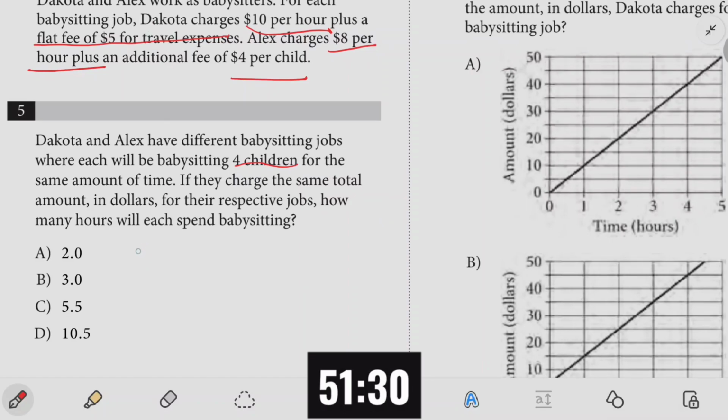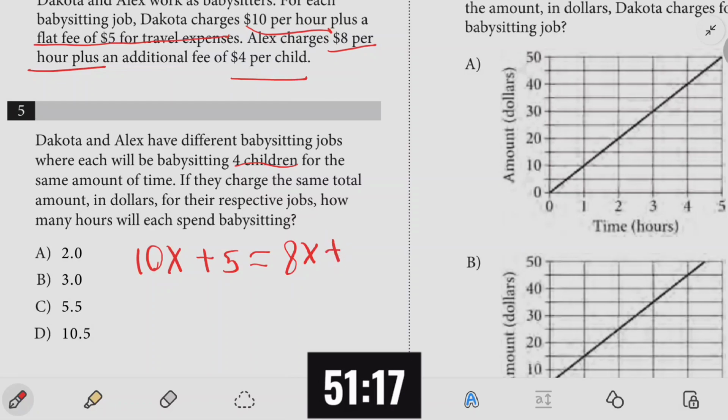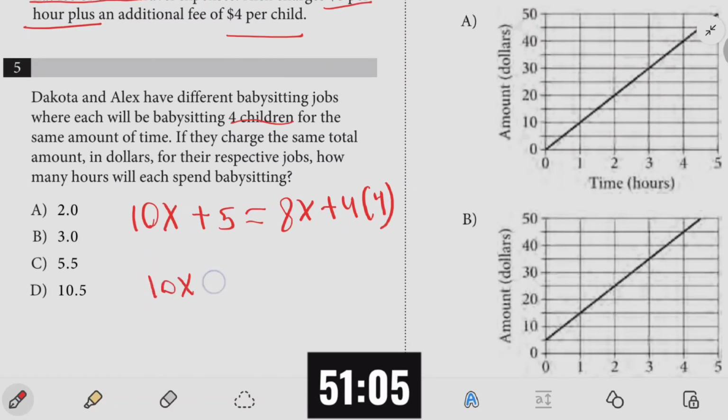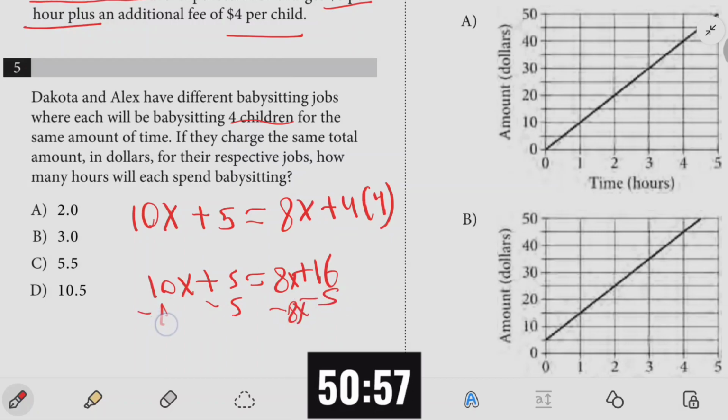We'll work with Dakota on the left side. 10x, x is hours, plus a flat fee of 5 is equal to the same as Alex earns, which is 8 per hour, plus $4 per child. $4 per child. That means 4 times 4, because you charge $4 for each child, but there are 4 children. In order for this to be true, 10x plus 5 equals 8x plus 16. Minus 5, minus 5, minus 8x, minus 8x. 2x equals 11.